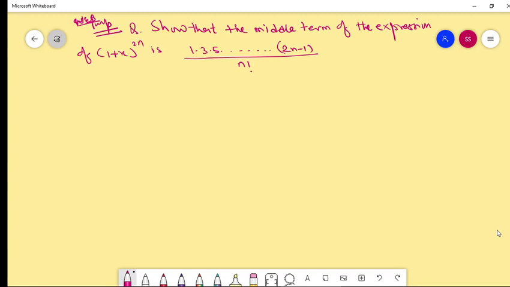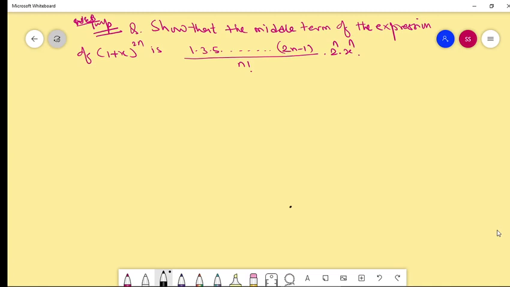This is the question, dear students. We need to find the solution of this question. Now we are discussing the solution for this question. We have to show that the middle term of (1 plus x) to the power 2n is this; we have to prove it.